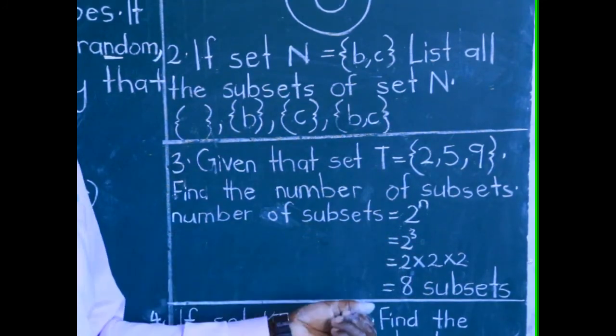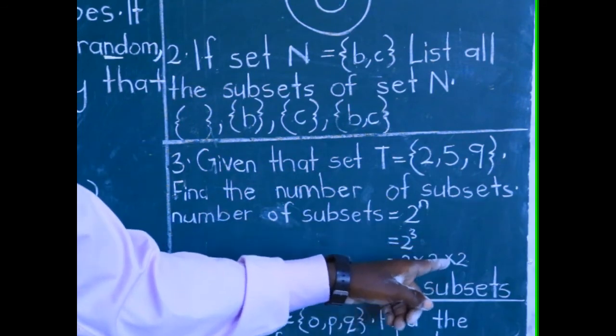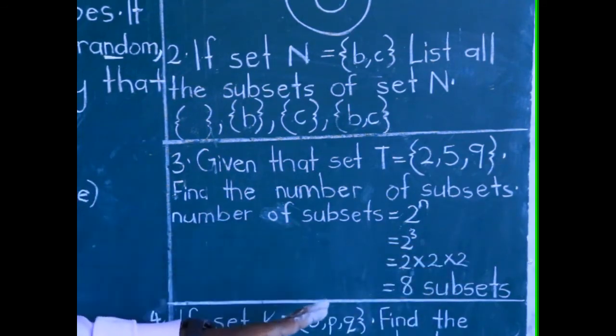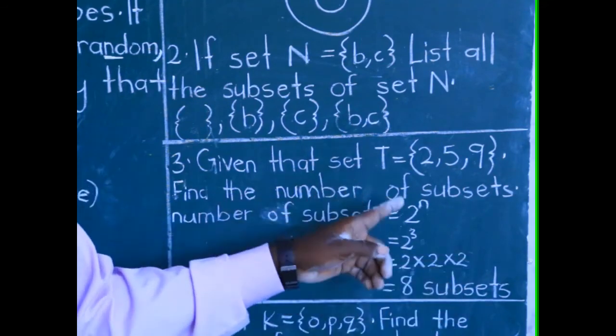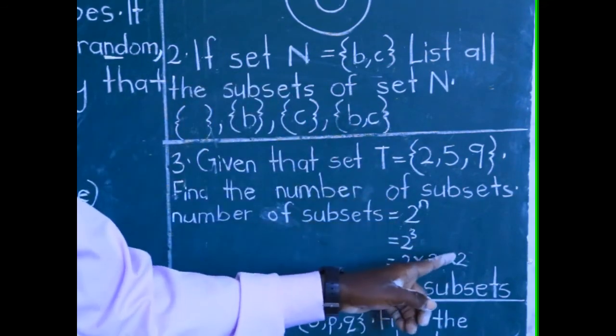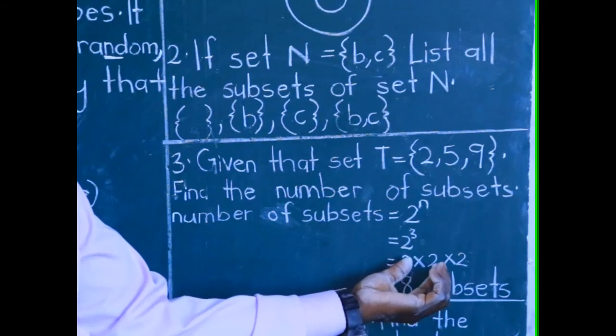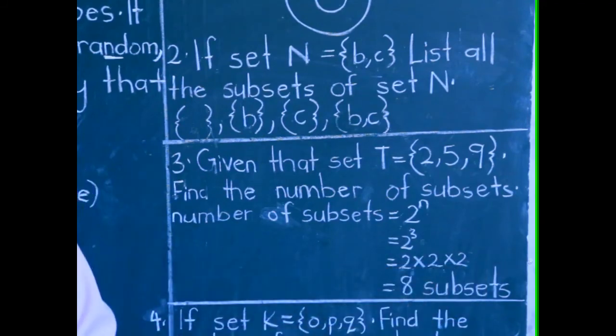Write 2 cubed in expanded form. That's 2 times 2 times 2. Don't write 3 anywhere. It is 2 appearing those 3 times: 1, 2, 3. So that is 2 times 2 times 2, where 2 times 2 is 4. Then 4 times 2 you get 8. Then how many subsets does set T contain? It contains 8 subsets. Before we look at example number 4 that concludes today's lesson about probability and subsets.